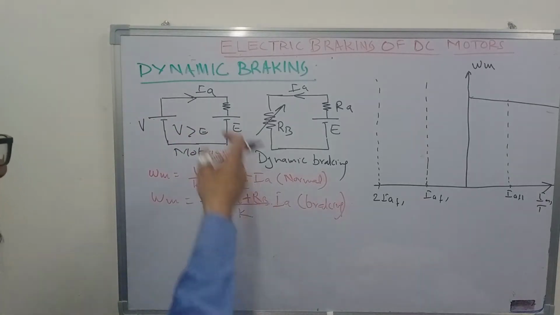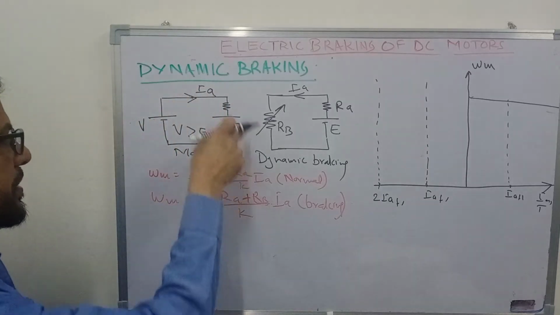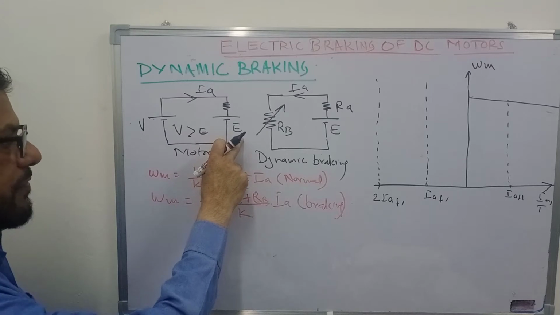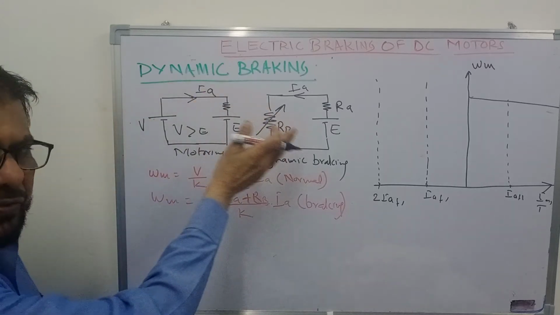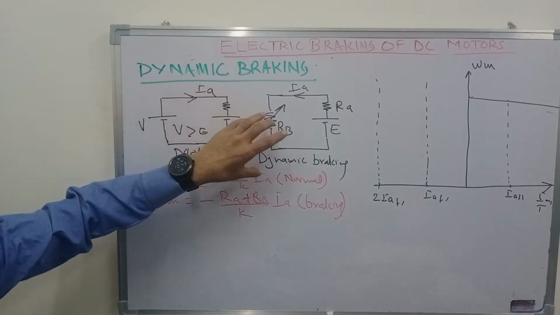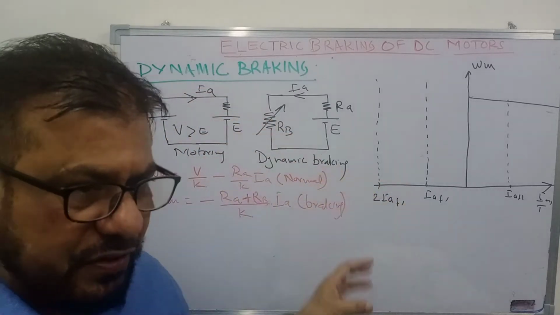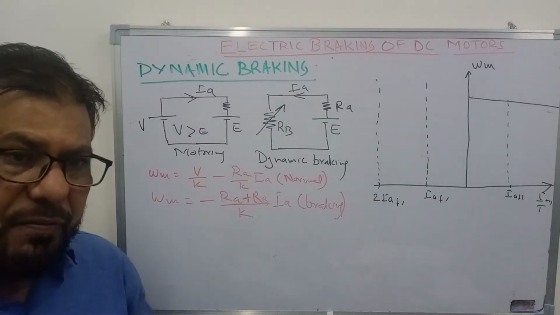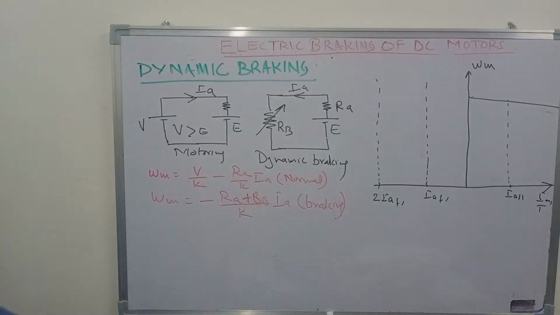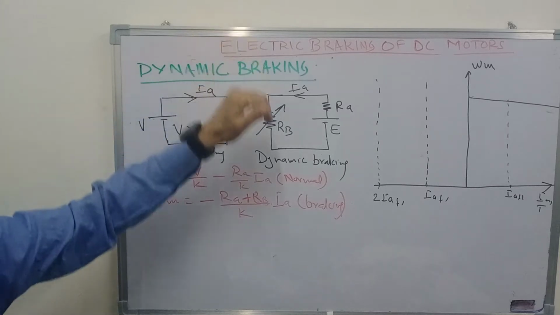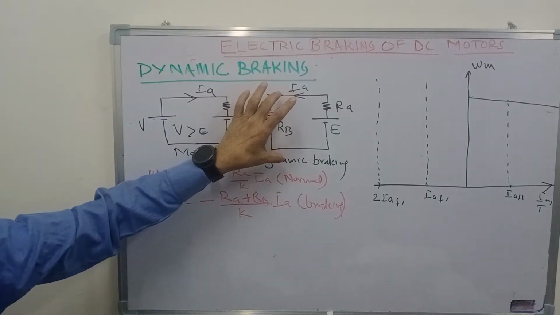So again, you recall that in the motoring operation, the applied voltage is greater than the back EMF and the current flows in this direction. Energy comes out from the source and is absorbed by the motor, and the motor converts this energy into mechanical energy. So this is a normal operation. And if you want to go for braking, dynamic braking, what you have to do is simply remove the terminals of the supply and connect it through some braking resistance.